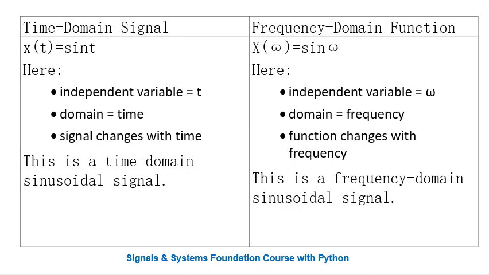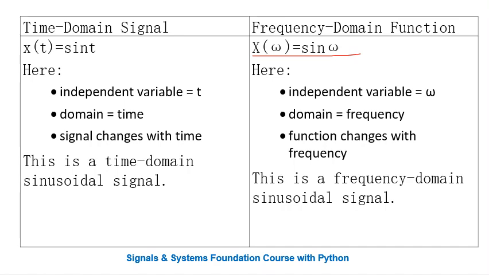So if we compare them, we have x of t equals sine of t and x of omega equals sine of omega. So here the independent variable is t, it's a time domain, and the signal changes with time. This is called the time domain signal. Similarly, if we have the similar sinusoidal signal, it's not the Fourier transform of this signal, okay? We just talk about how the sinusoidal signal looks in frequency and time domain. So of course they look the same.